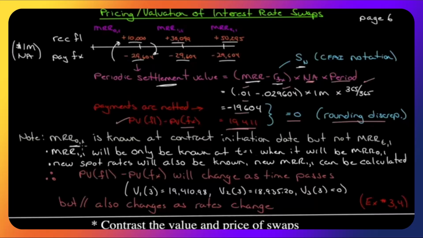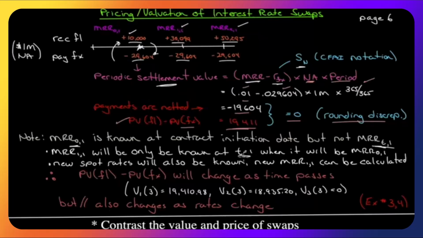Note, MRR01, this rate over here, is known at contract initiation date, but not all the other ones. We won't know what the floating rate is. We'll know what the implied forward rate is, but we won't actually know if the real interest rate will be equal to the implied forward rate until we get to this point in time. At this point in time, this becomes the new MRR01, and we will know it for sure. This will become the new MRR11. We won't know it yet.